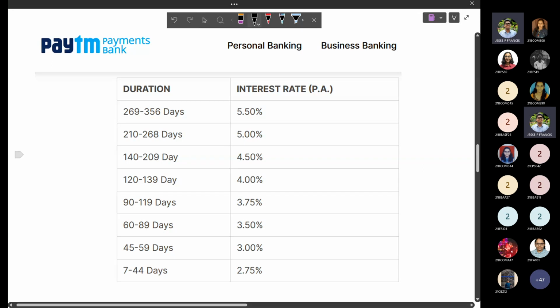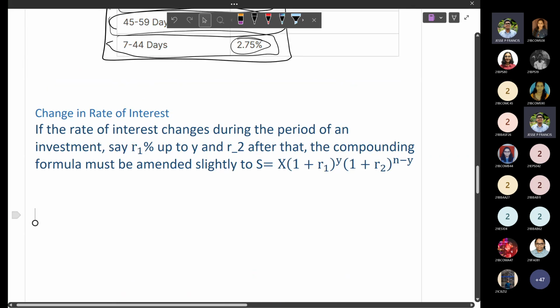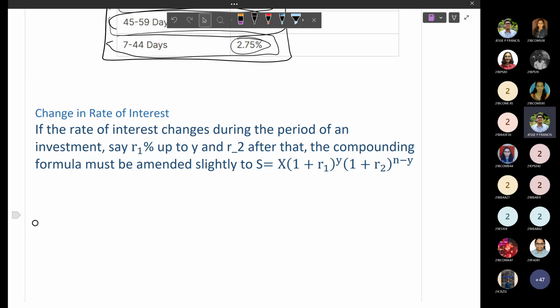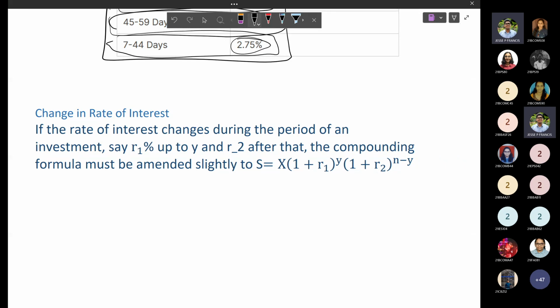In this case, how do we calculate the maturity amount? That's our next topic, and we'll title it change of rate of interest. If the interest rate changes during the period of investment, say it was R1 percent up to year Y and R2 percent after that, the compounding formula should change to A equals X into (1 plus R1) to the power Y into (1 plus R2) to the power of the remaining number of years. Make a note of this formula. We are going to use this in the next problem.